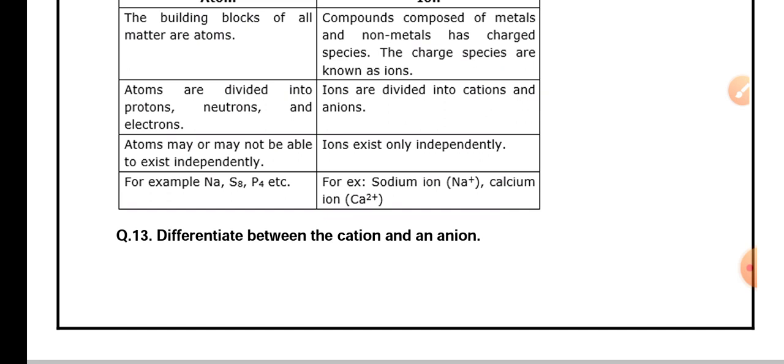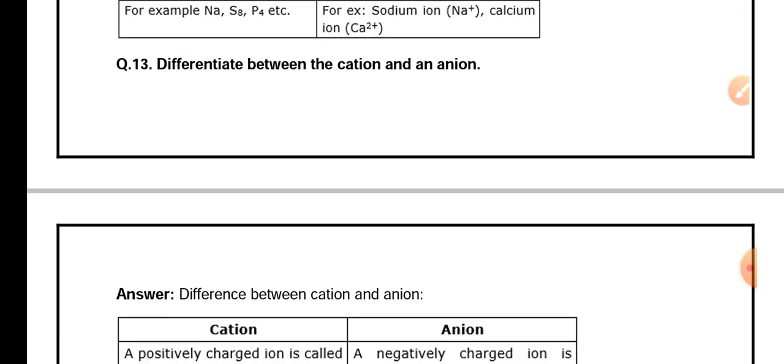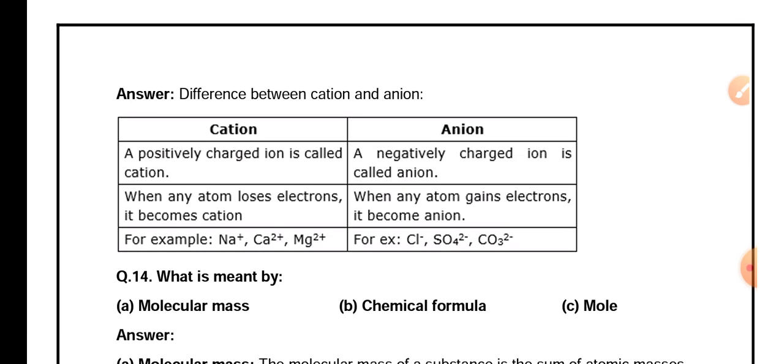Differentiate between a cation and an anion. Here are the differences between cation and anion. A positively charged ion is called a cation. When any atom loses electrons, it becomes a cation. For example, Na+, Ca2+ and Mg2+.